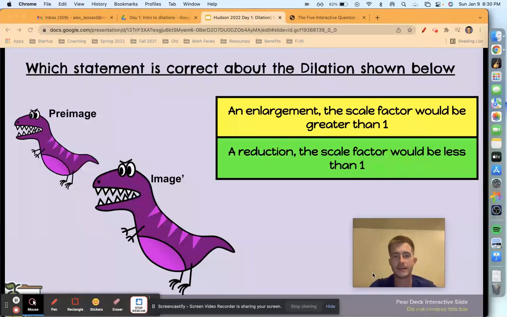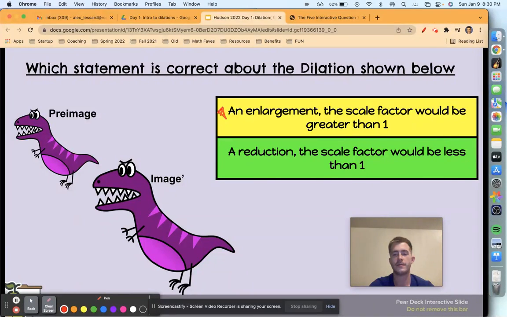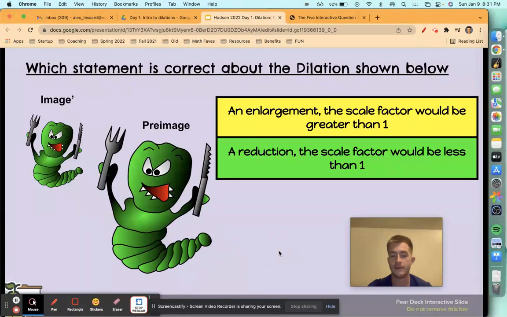Which statement is correct about the dilations shown below? Go ahead and answer this one on your own. Take about 30 seconds. And if we start with our pre-image, we always start with pre-image. It looks like our image got larger, which means that it was an enlargement. And then as the statement says, an enlargement has a scale factor greater than 1. So we must have multiplied this little dinosaur looking thing times a number greater than 1 for it to have gotten bigger like that. All right, moving on to this one.